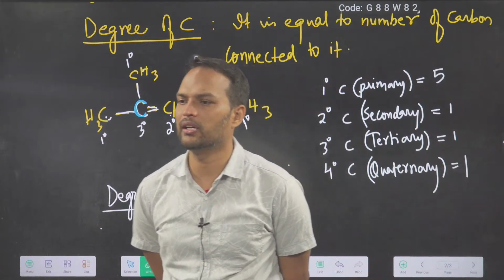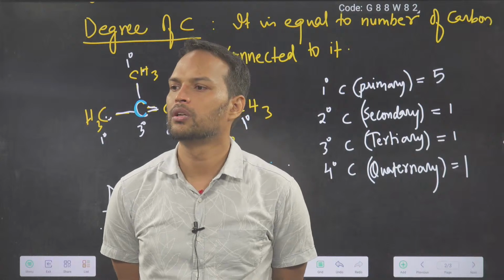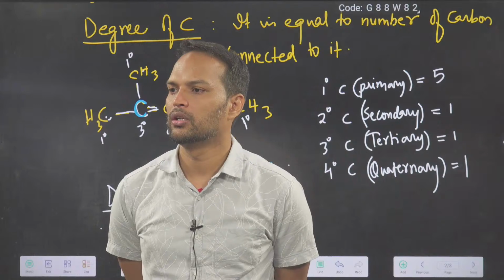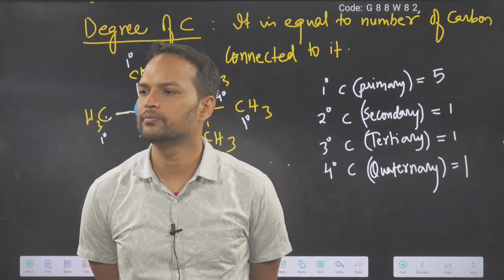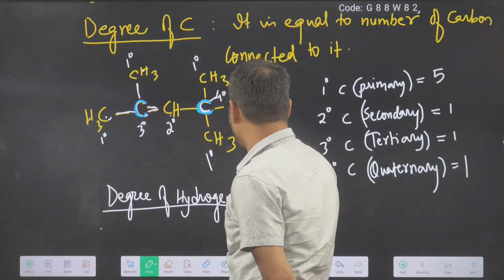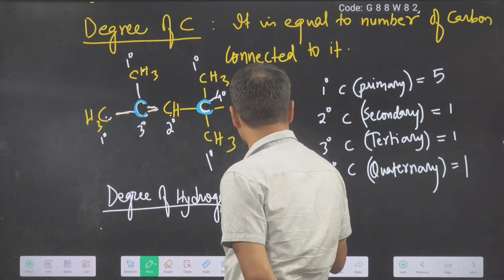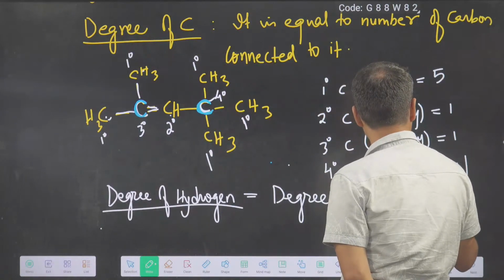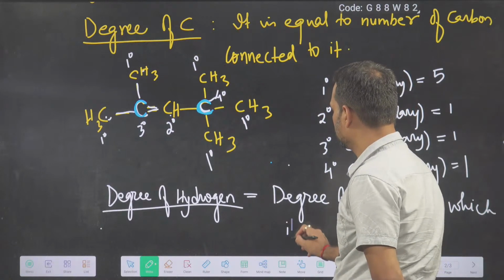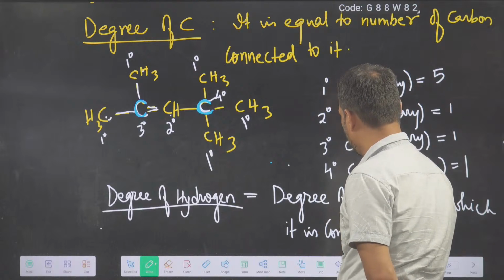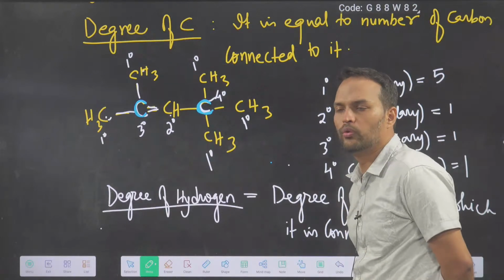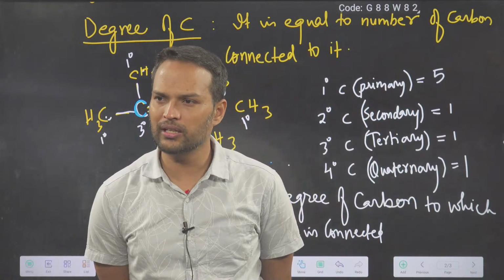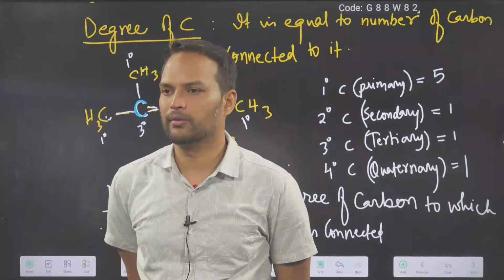Hydrogen always has one bond. So if you tell on the basis of number of bonds of hydrogen, you will always have 1 degree only. So what is degree of hydrogen? Degree of hydrogen is equal to degree of carbon to which it is connected. Degree of hydrogen will be defined from the carbon to which it is connected.